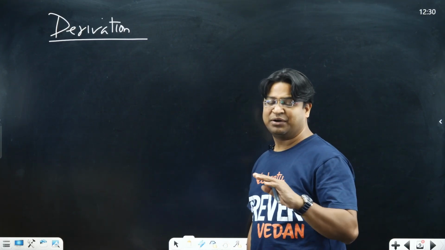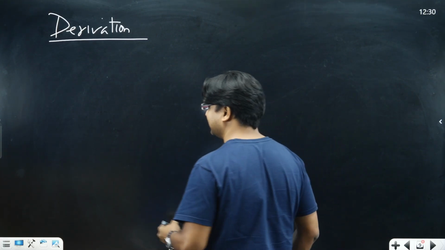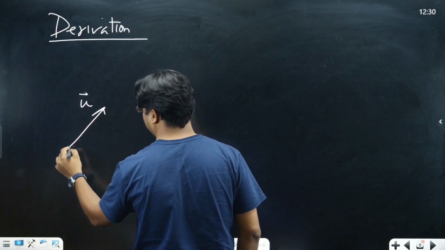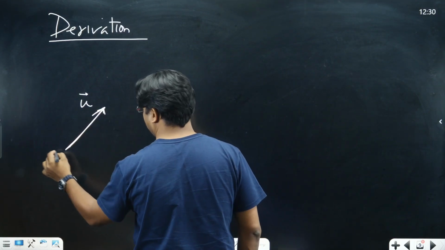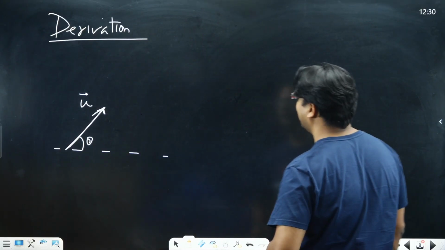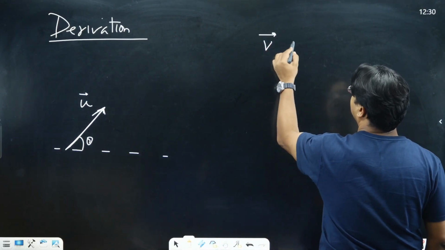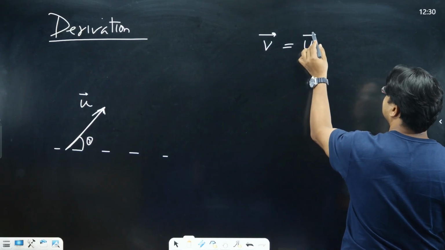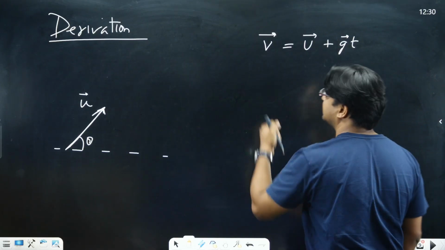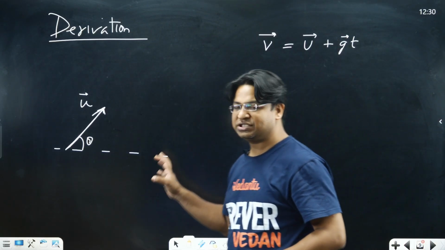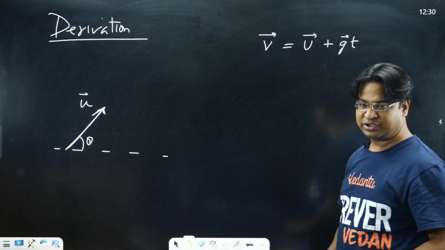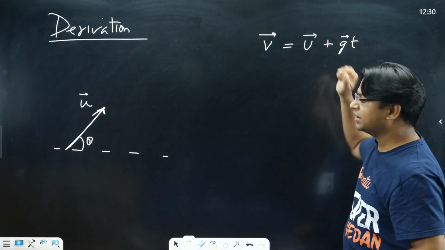As I promised, I will avoid calculus. So let's understand what is happening. Let's say you projected something with a velocity u at an angle theta. Now we can write velocity at any instant as initial velocity plus gt. Because projectile motion is an example of motion with constant acceleration, we are free to use this equation, and this is the vector version of the equation.